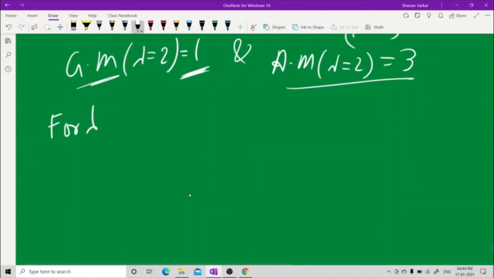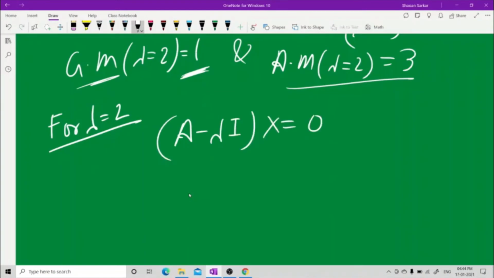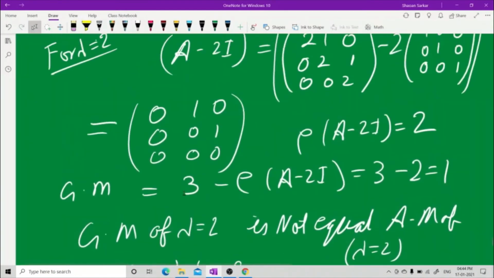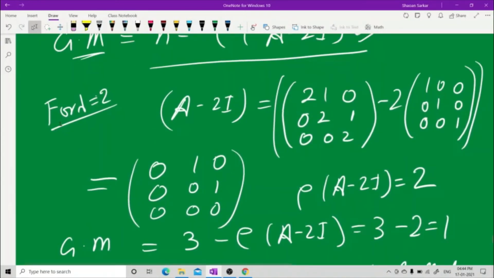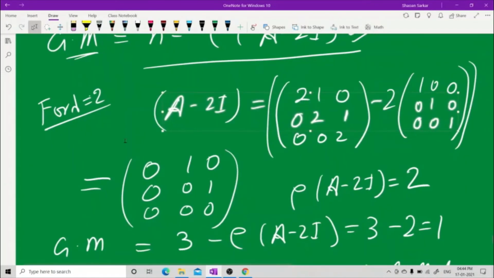What is the vector I'll get? For lambda equal to 2, I just have to write A minus lambda I x equal to 0. I already have this equation here. I already have this calculation, and the resultant of this calculation, here. So I just have to copy this.